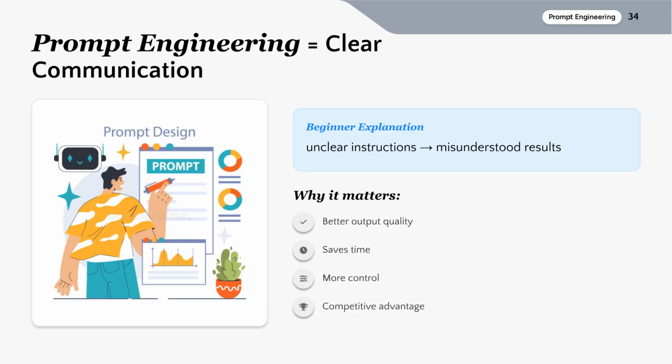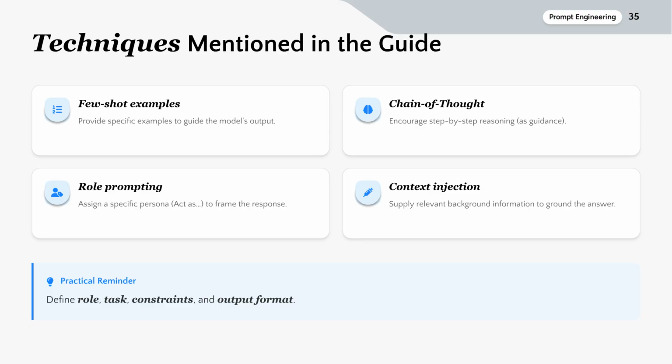Prompt engineering is about clear communication with the AI. It matters because it results in better output quality, saves time, offers more control, and provides a competitive advantage. Key techniques include few-shot examples, chain-of-thought reasoning, role prompting, and context injection. Remember to define the role, task, constraints, and output format for the best results.